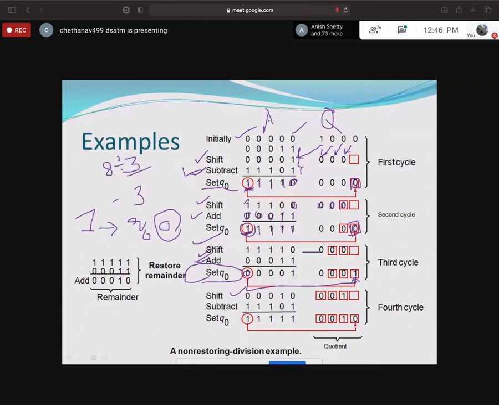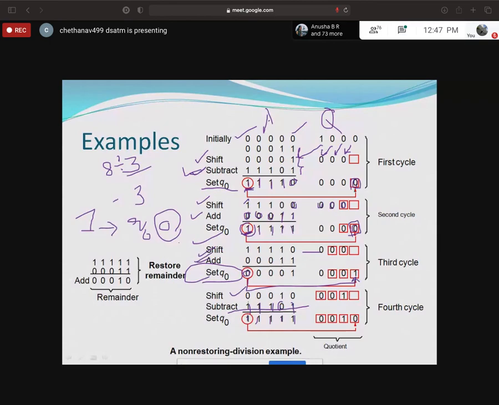Subtract 3 means what? Minus 3. Minus 3 means 1, 1, 1, 0, 1. Then you write the value: 0 plus 1 is 1, 1 plus 0 is 1, 0 plus 1 is 1, 1, 1. Okay, hope you are clear.